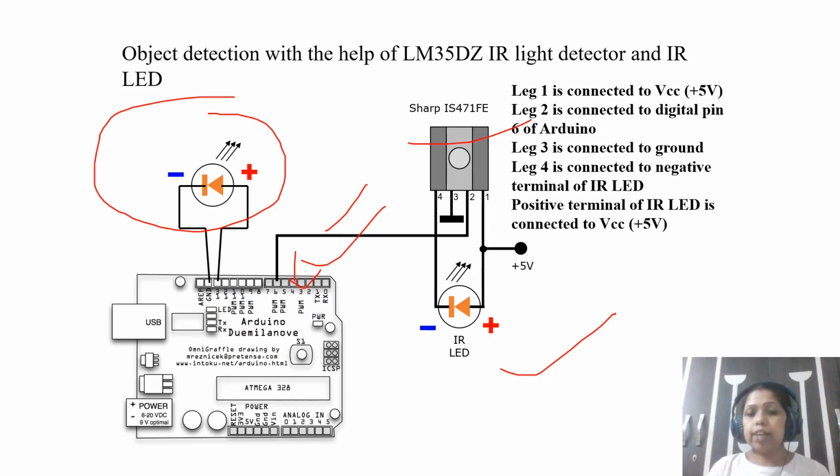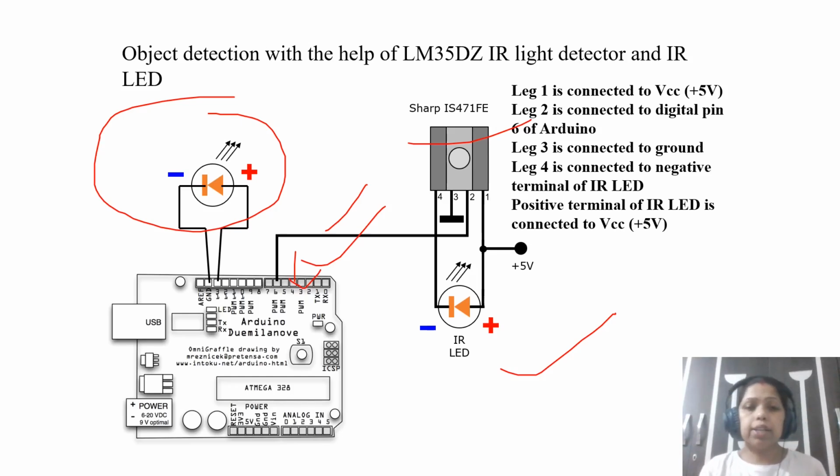LED 4 is connected to the negative pin of the IR LED. I'm explaining the configuration as shown in the figure. Pin number 1 is connected to the positive pin. Pin number 2 is the output pin of the IR detector, which is connected to the Arduino. And pin number 3 is the ground pin.